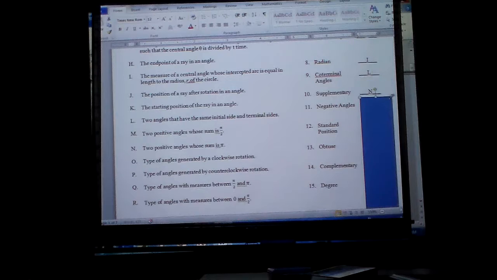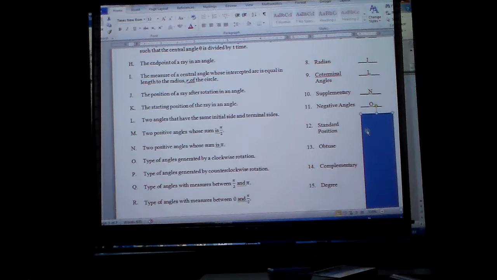All right? Well, if we had positive angles being angles that rotated counterclockwise, then negative angles have to be O, angles generated by rotating clockwise. So 11 would have to be O.